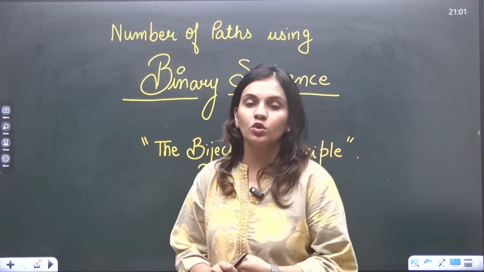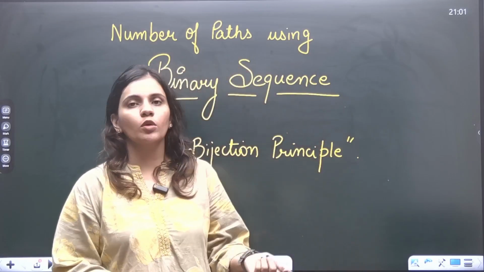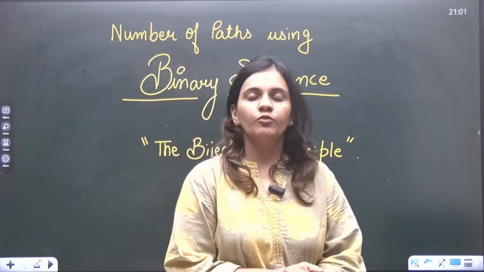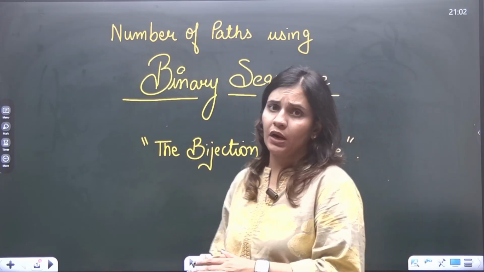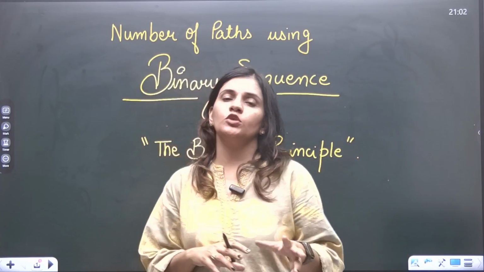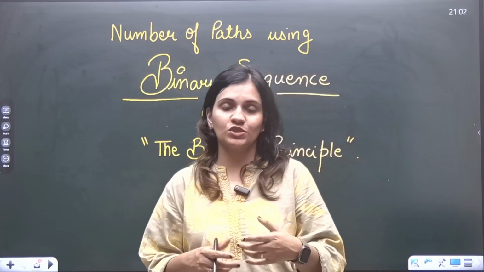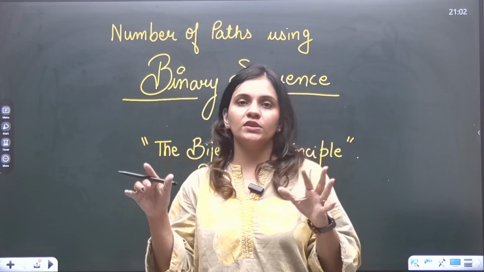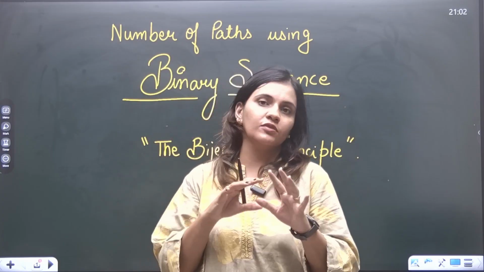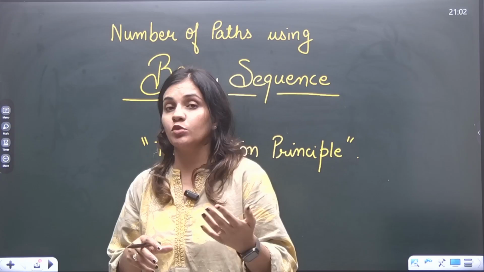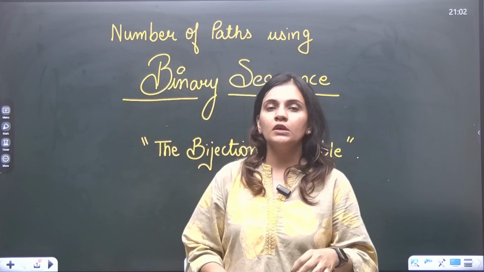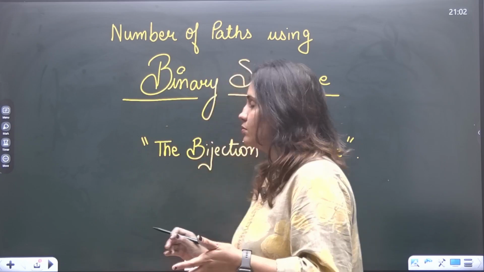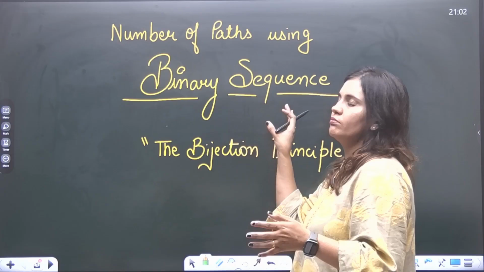In this video, I'm going to discuss a very important topic for IOQM from PnC, which is not a very important part of JEE, but you can expect such types of grid questions and path questions. Basically, there's a rectangle given. You have to find how many paths are possible from a particular point to another point. Such questions can be solved using binary sequences.